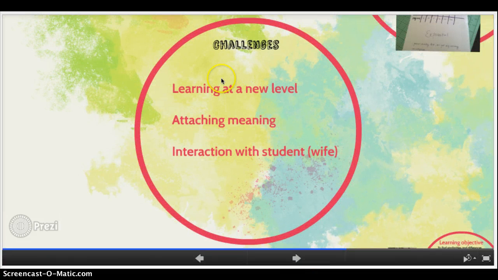Challenges. I noticed that my wife definitely knew a lot, so trying to have learning at a different level was a challenge in making extension activities and attaching meaning. How does this exponential and linear function really apply to a student's life? Also, interacting with this student, who is my wife, I tried to keep it somewhat professional, but also knew that she's my wife and did not necessarily speak to her as if I were speaking to a student.